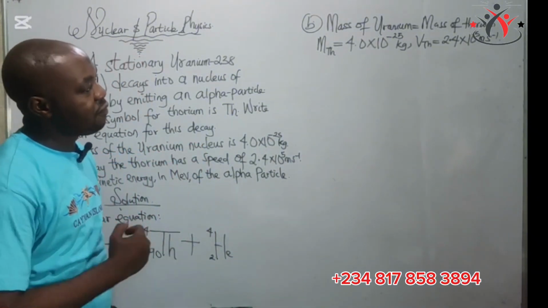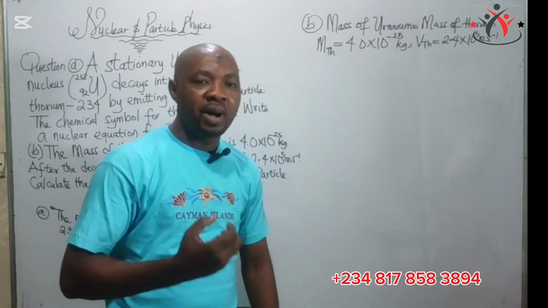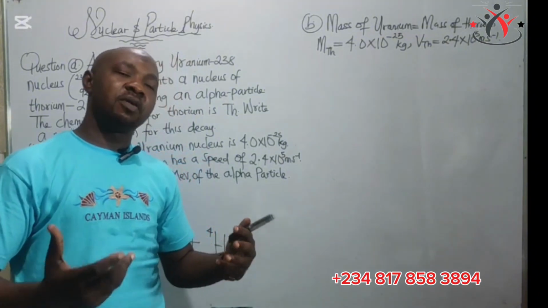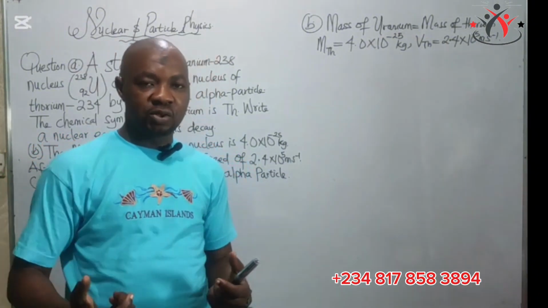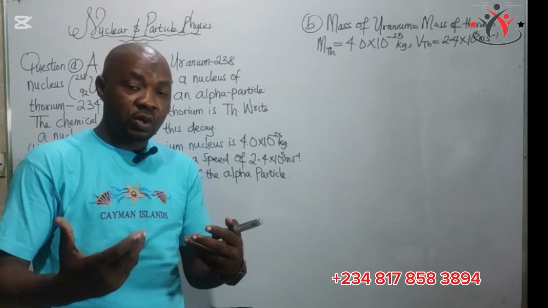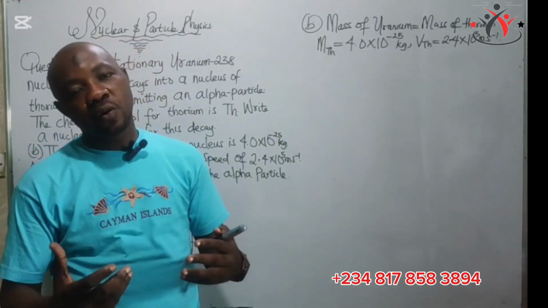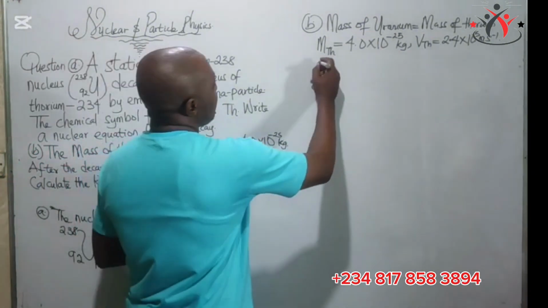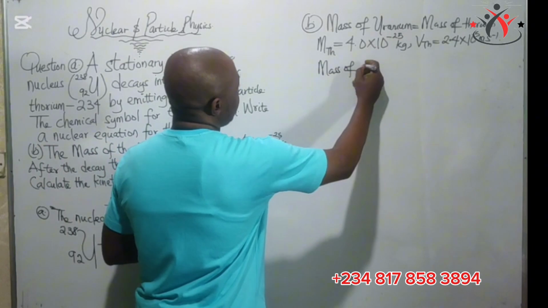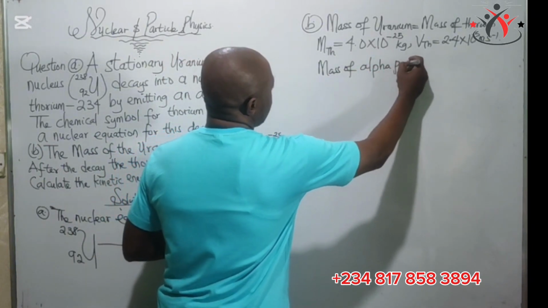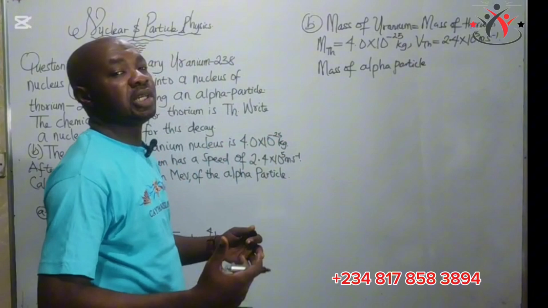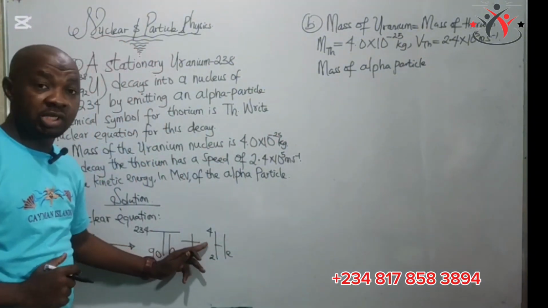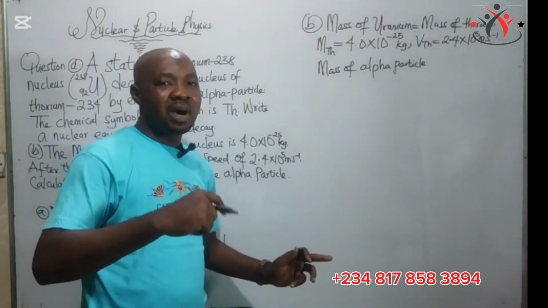Now, to calculate the mass of the alpha particle, because we know that the alpha particle contains protons, it is a positively charged particle, so it contains protons. Since it contains protons, the mass of the alpha particle will be the atomic mass of the alpha particle, which is 4, multiplied by the mass of the proton.